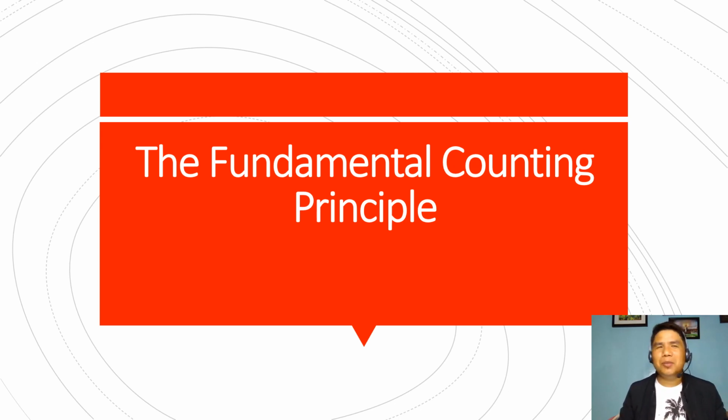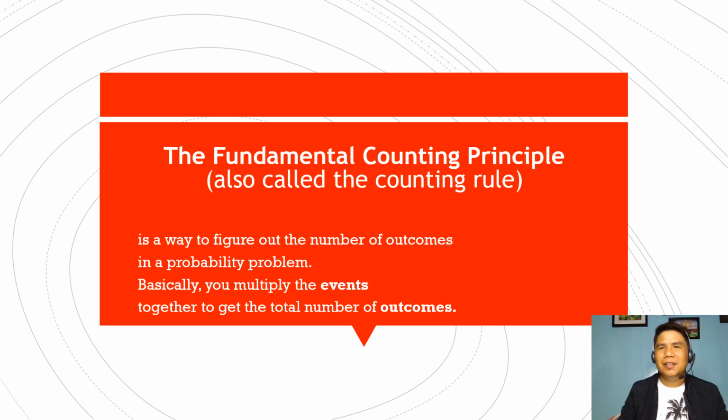I'd like to welcome you to a new topic for grade 10, the fundamental counting principle. The fundamental counting principle, also called the counting rule, is a way to figure out the number of outcomes in a probability problem. Basically, you multiply the events together to get the total number of outcomes.